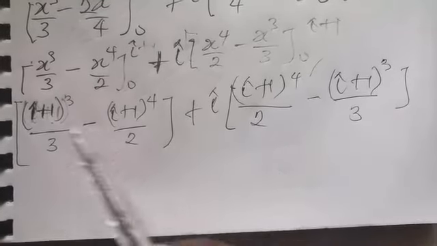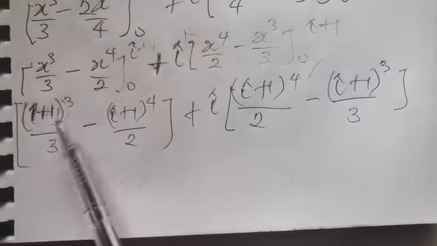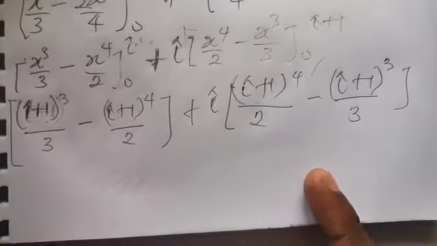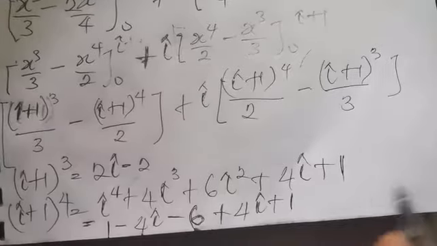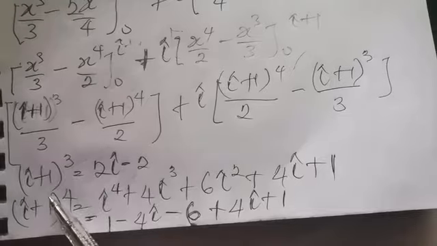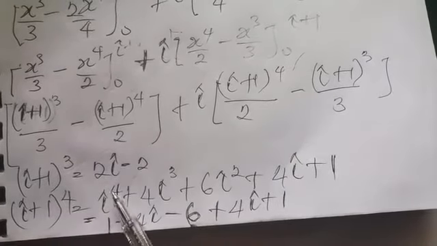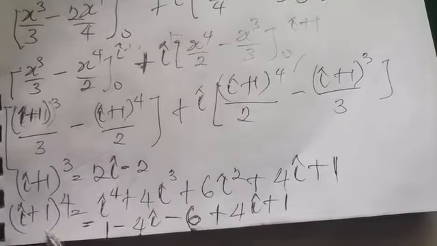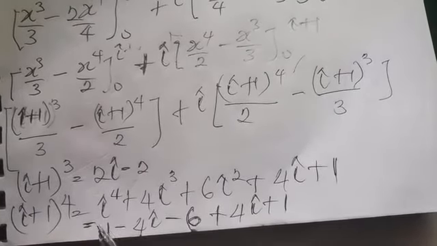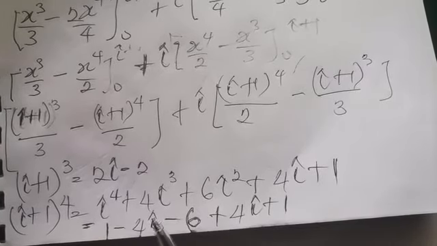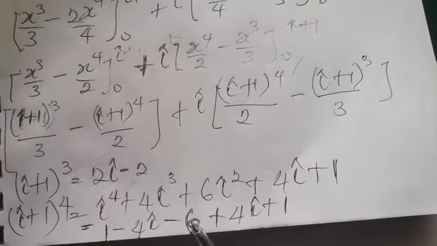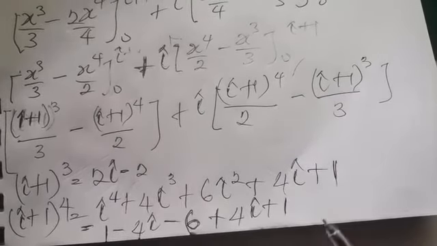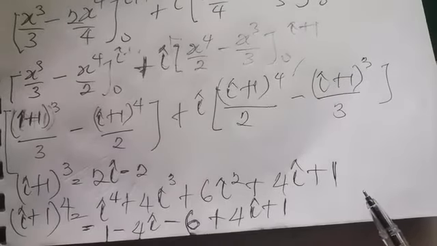So what we'll do now is to find the expansion values of (i+1)^4 and (i+1)^3. So let's do it and see. Recall earlier we obtained the expansion of (i+1)^3. That gives us 2i minus 2. And now also the expansion of (i+1)^4 simply gives us i^4 plus 4i^3 plus 6i^2 plus 4i plus 1.